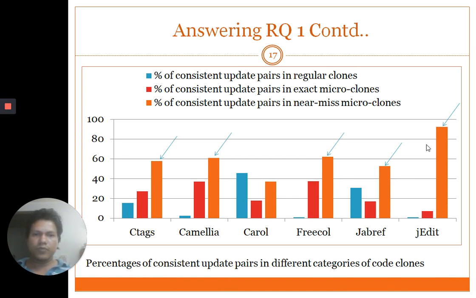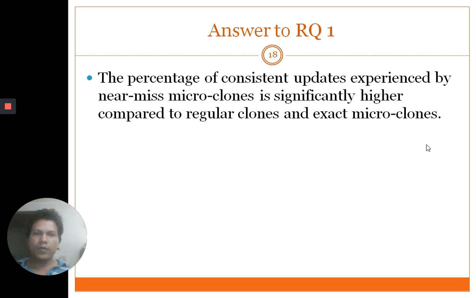We see that for 5 out of 6 subject systems, the percentage regarding nearest microclones is the highest. For the remaining subject system, Carol, the percentage regarding regular code clones is the highest. We also conduct the Wilcoxon signed-rank test to determine if the percentages regarding nearest microclones are significantly different than the percentages regarding regular code clones and exact microclones. And we find that the percentages regarding nearest microclones are significantly higher than the other 2 percentages. From RQ1, we realize that the percentage of consistent updates experienced by nearest microclones is significantly higher compared to the regular code clones and exact microclones.